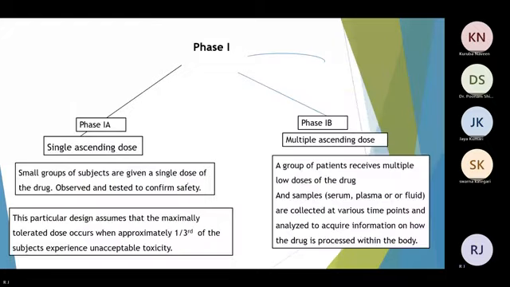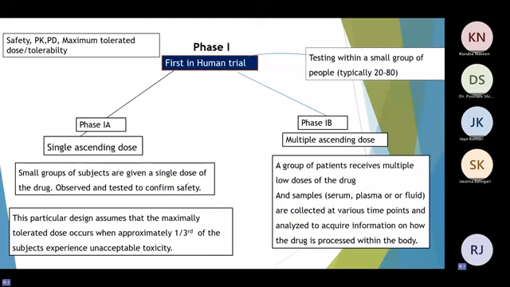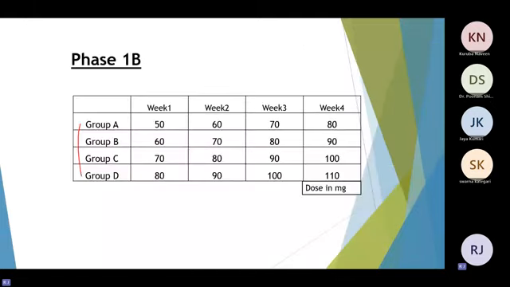Now we have seen the example of phase 1A. Now we'll see a second example for phase 1B. As I said, in phase 1B, we are giving multiple doses, right? You see here, we have recruited multiple subjects in different groups and we are giving different doses. Like in group A, we are giving 50 mg, then 60 mg. In group B, we started with 60, then group C, we started with 70, then in group D, we started with 80, and then we are increasing it. That's why it is a multiple ascending dose study, because we are giving different doses of the drug in ascending order.